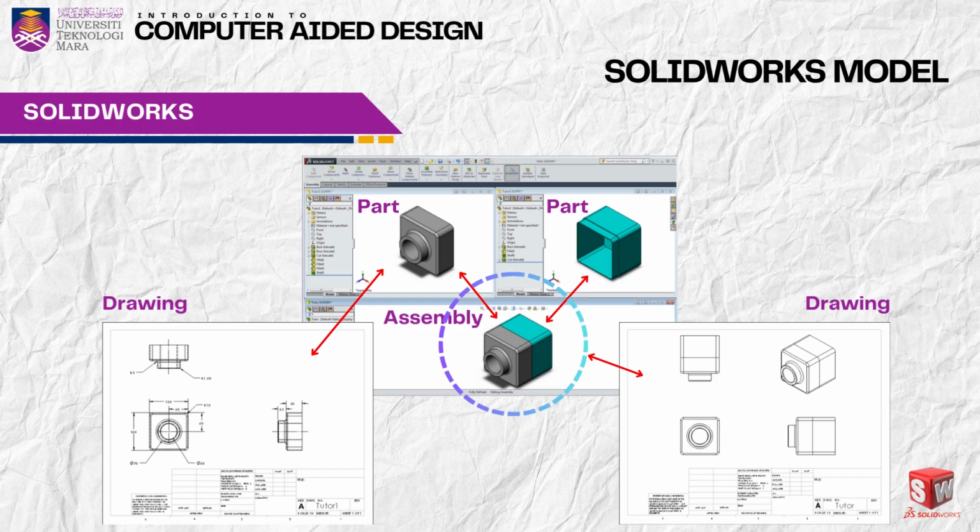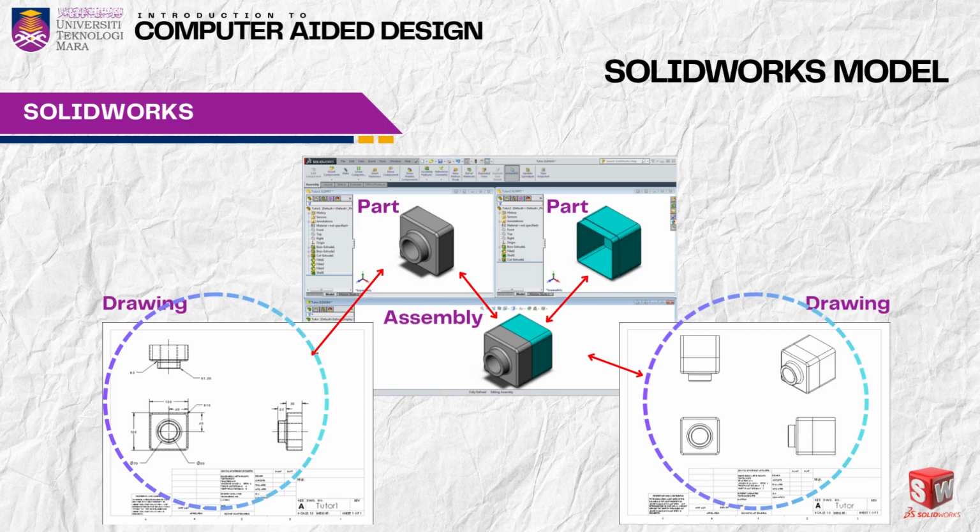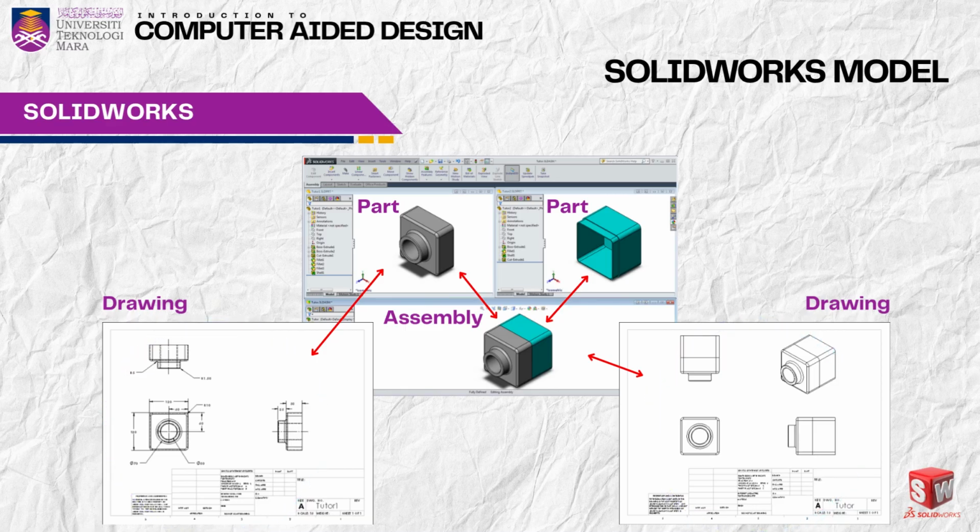At the bottom of the slide, you will notice two examples of drawings, generated from the part and assembly models. These drawing files contain detailed 2D representations of the models, including multiple views, such as top, front, side, and isometric, as well as precise dimensions, annotations, and title blocks. These are the documents that would typically be used for manufacturing and quality control.